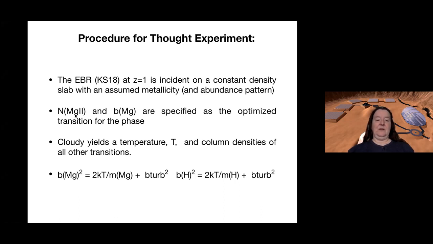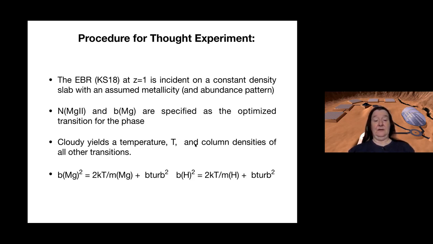In these experiments, we're always going to be specifying an optimized transition, which is going to be a metal line transition. And so the column density of magnesium-2 and the b parameter of magnesium are going to be specified. It's best to use a very high resolution data set to get the optimized transition, because that guides how many components there are.